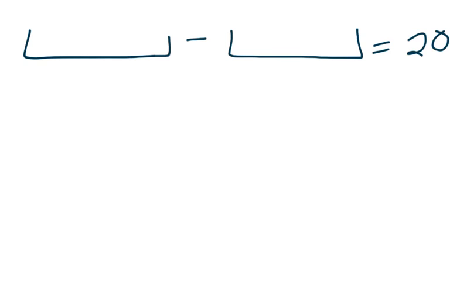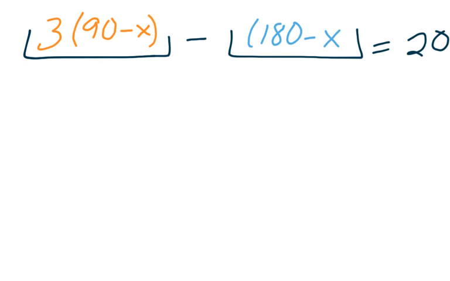So we see here 3 times the measurement of the complement of an angle. So we want to do 3 times. Now the measurement of a complement of an angle, since complements add up to 90, we can represent this as 90 minus x. And then we're subtracting from that the measurement of the supplement, and supplements are 180. So the measurement of the supplement is 180 minus the value of x.